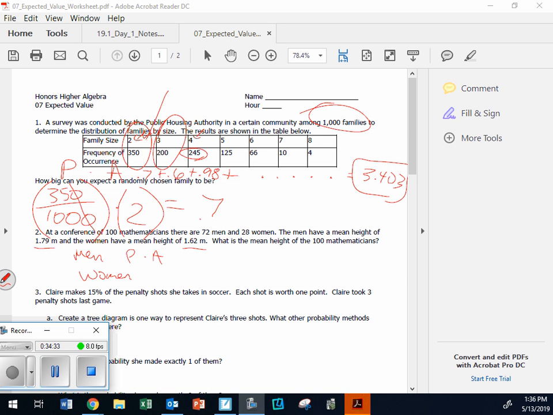72 out of, I think it adds up to 100, doesn't it? So then the probability of the man is 0.72. 72 out of 100. Times the amount. Well, the amount of height we're talking about here, the amount you get if you get a man, on average is 1.79. That's P times A. You get an amount. Then we do the P times A for the women. And then we'll get an amount. And then we add them up. P times A, then add.